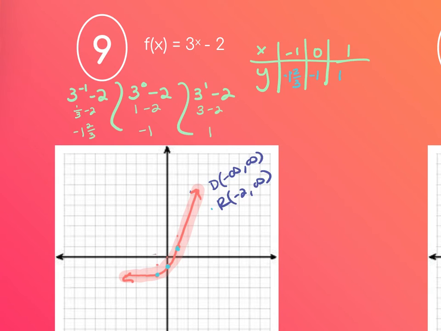And that's because that horizontal asymptote that was at 0 just got shifted down 2 places, right? My horizontal asymptote just went to y equals -2. Y-intercept is where? 0, -1. Good.